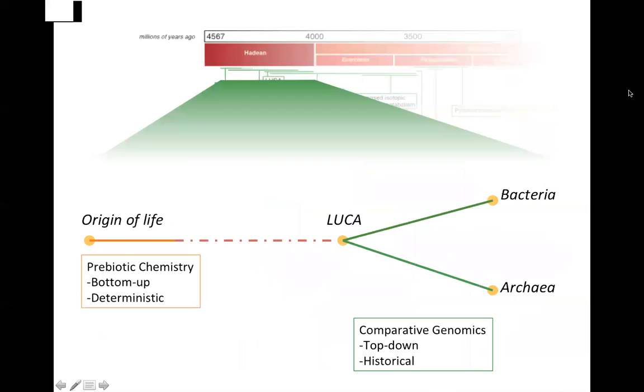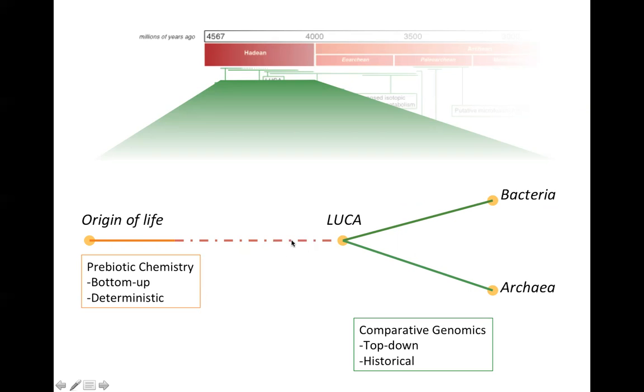So if we simplify that down and just collapse it to think about these basic concepts, we can have a very simple tree here where we have Luca and then the two major splits leading to bacteria or archaea. And then all the way over here, very early on, we have the origin of life. And you can see how bottom-up investigations like prebiotic chemistry, this is their domain, talking about origins. And the top-down comparative genomic approaches, which are historical, reach back to Luca.